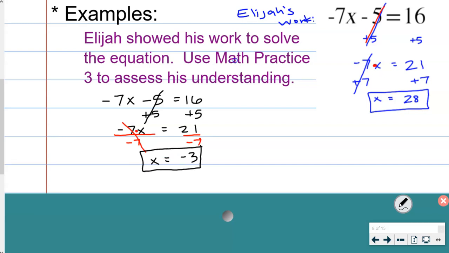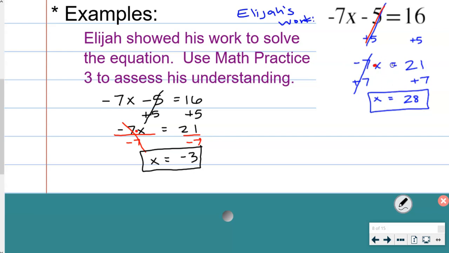The directions were to use Math Practice 3 to assess his understanding. In order to do that, sometimes we need to do it ourselves the right way. And then we can use it to look and see what mistakes he made. So how can we describe what mistake was made? Zeta. Well, he made a really bad mistake when he didn't realize that the 7 was actually not divided. Yeah, he made a mistake where he didn't undo it the right way. He didn't realize that it was multiplication.